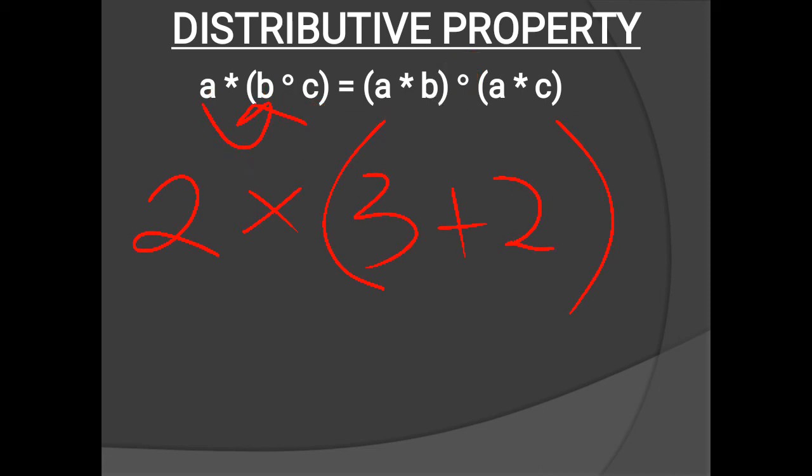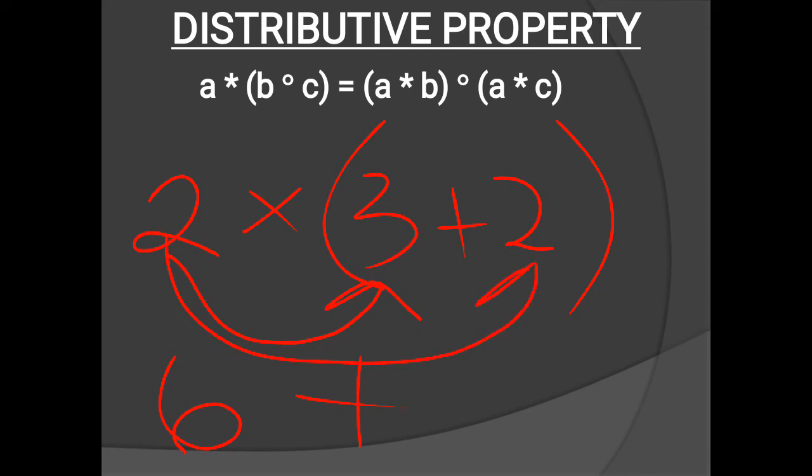So if I do it like that, when we solve straight, we had 10. So 2 times 3 is 6. 6 plus 2 times 2 is what? 4. 6 plus 4 is 10. See, that's what distributive is about.